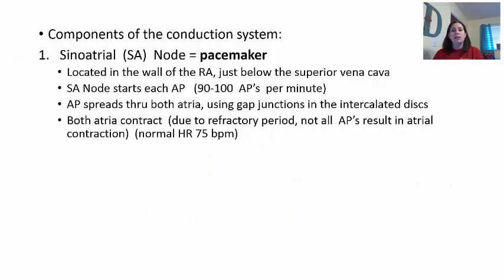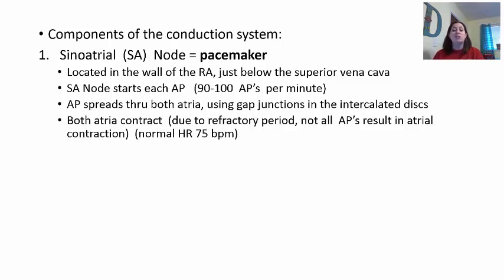So let's take a look at the components of this conduction system. Okay, the first component, the main player here that we're going to look at is called the sinoatrial node, or the SA node. This guy is known as the pacemaker. It's located in the wall of the right atria. It's just below the superior vena cava opening.